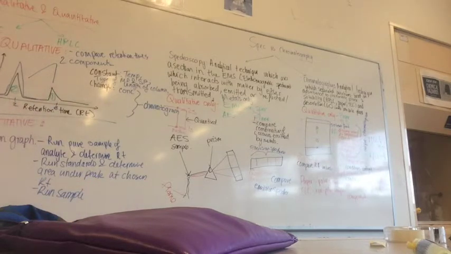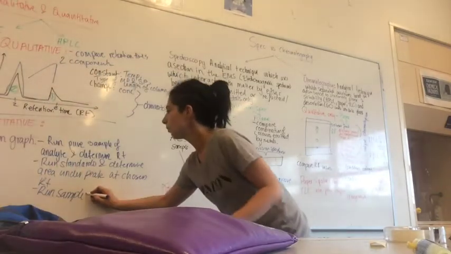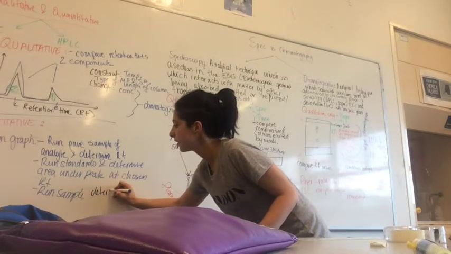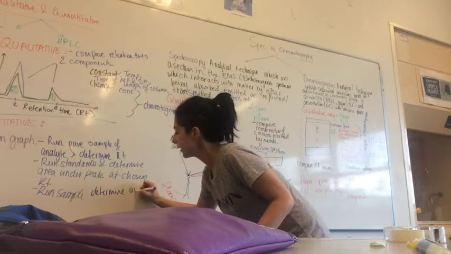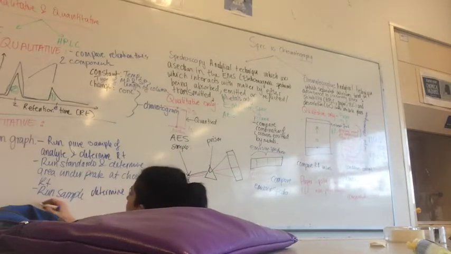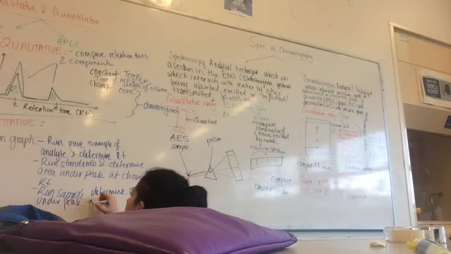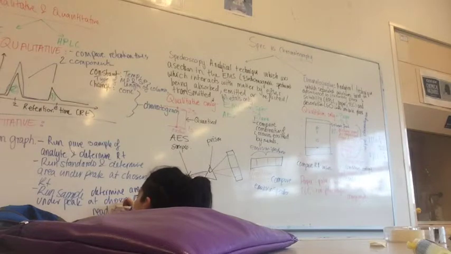The sample could have 50 different components, 50 different peaks. Which one do you choose? The one at the specific RT. Excellent. So when we run our sample, we determine the area under the peak at the chosen RT and read off the graph.